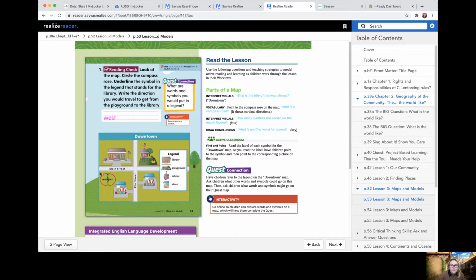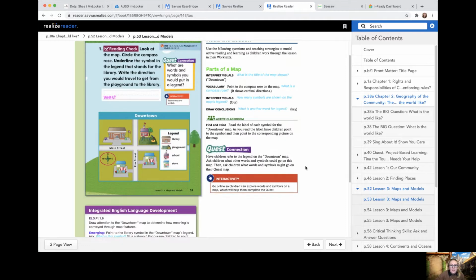So if we know that this is our compass rose, we could say that the library is west of the school, and the school is east of the library. We could look at this store right here and say that the library is north from the store, and that the store is south from the library. All right?